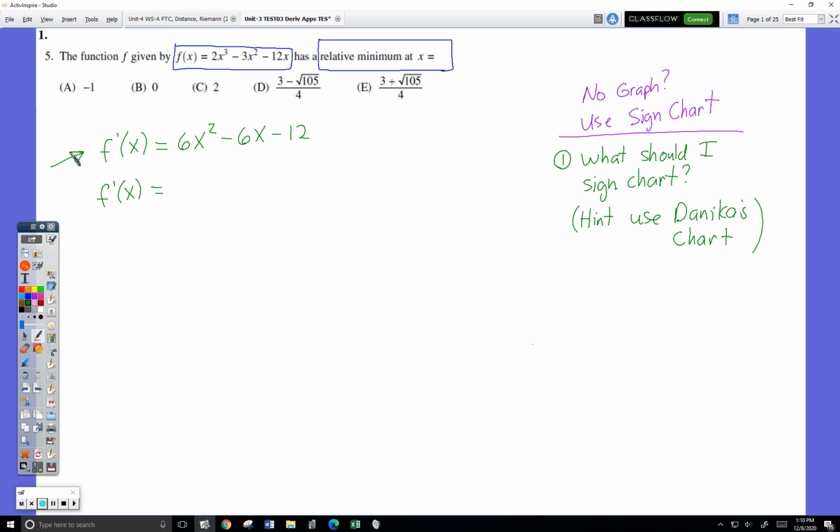I don't know how to say that, the words come out all wrong. Don't do a sign chart until you've used Danica's chart first. Because Danica's chart will show you clearly what you should be making a sign chart of. We know we need a sign chart of f prime, so we've done step 1. Anybody, what's step 2? Joseph?